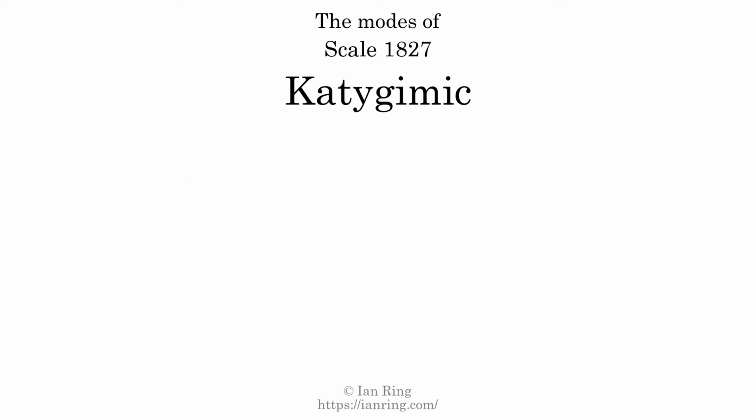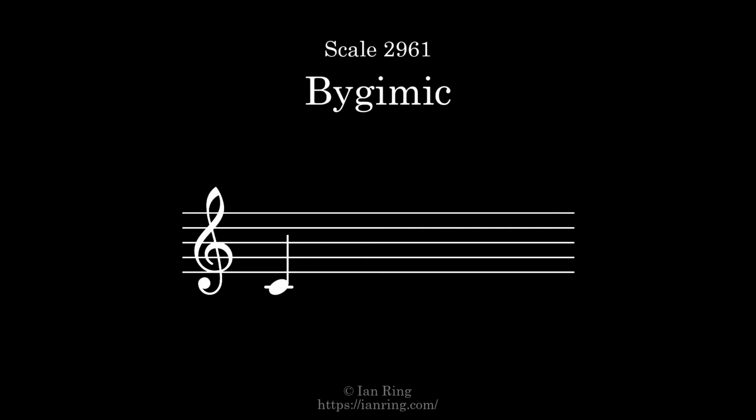This scale has 6 modes. The first mode is itself. The second mode is scale 2961, also known as Katygimic. It sounds like this.